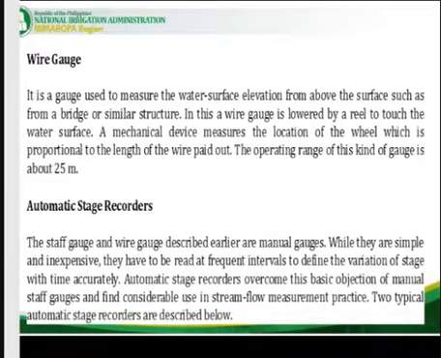Automatic stage recorders. The stage gauge and wire gauge described earlier are manual gauges. While they are simple and inexpensive, they have to be read at frequent intervals to define the variation of stage with time accurately. Automatic stage recorders overcome this basic objection of manual staff gauges and find considerable use in stream flow measurement practice. Two typical automatic stage recorders are described below.